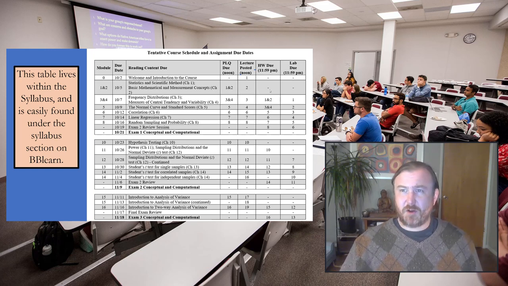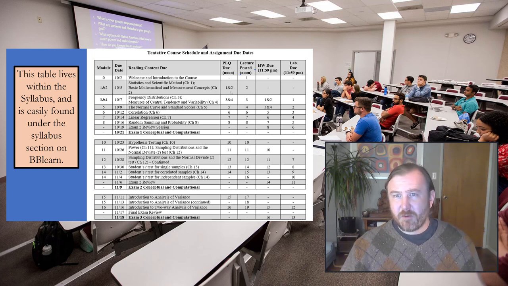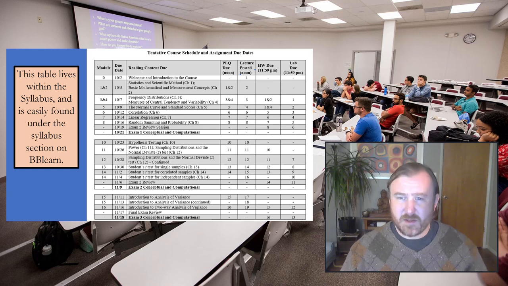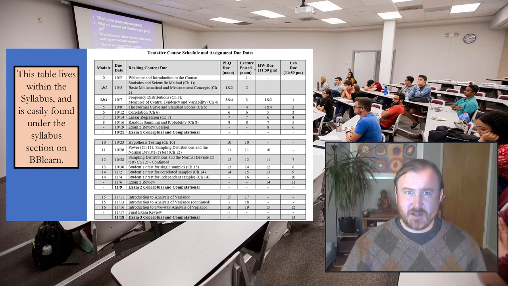Then there's no homework due and there's no lab due, but the homework for module one and two is due at 11:59 p.m. on the following Wednesday, 10/7, and the lab is due on that Wednesday. So I just wanted to walk through this so it was clear how to interpret this table.